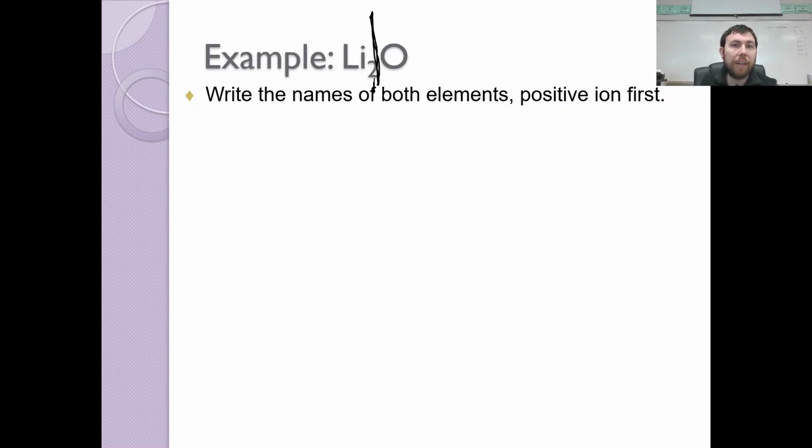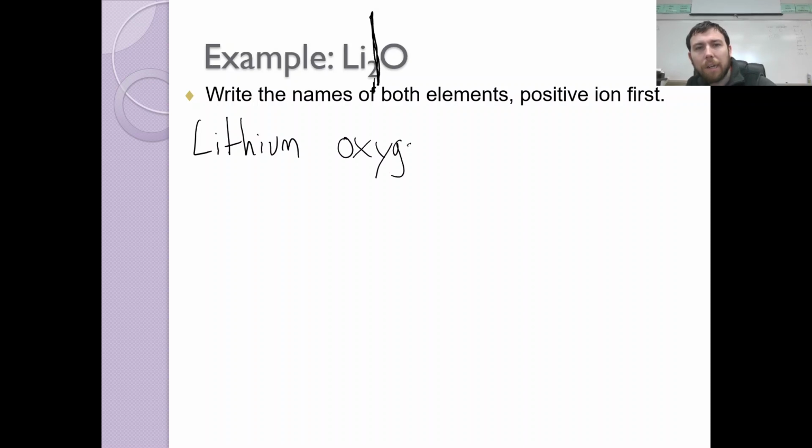So we check the periodic table. We look at that, we say, all right, Li, that's element number 3, that's lithium. So I've got lithium, and then O is oxygen, so I'm going to write lithium, oxygen.